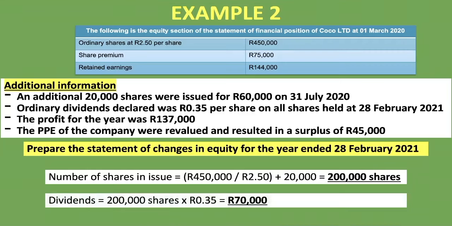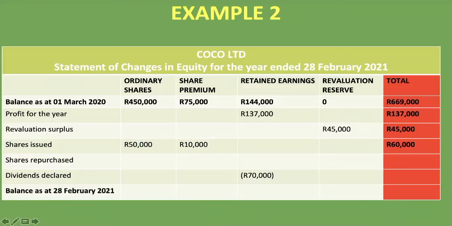And here we go, it's the 200,000 shares we have in issue at the end of the period multiplied by 35 cents per share, and we get an amount of 70,000 rand. That means the dividends that we declared were 70,000 rand. So we're going to go to our retained earnings column and put the 70,000 rand in brackets, because we are declaring dividends, meaning it's going to go out of the business account and go to the shareholders because we are giving them these dividends. And obviously the total for that row is 70,000 rand. And we have just completed everything that we needed to complete. We have taken into account all the information that we're given.